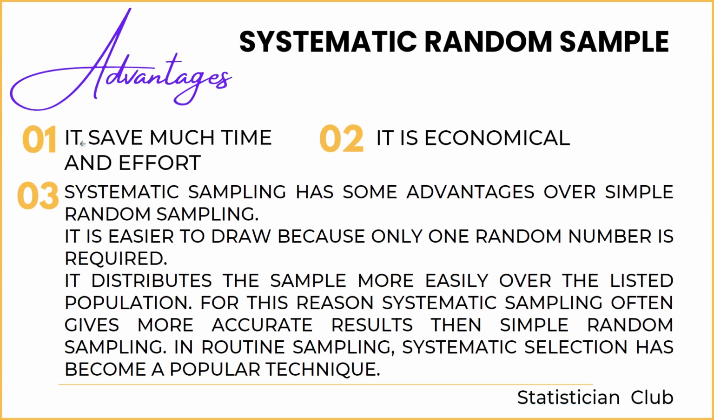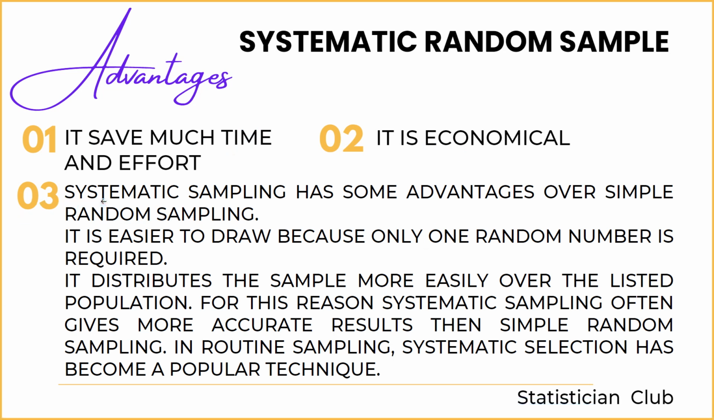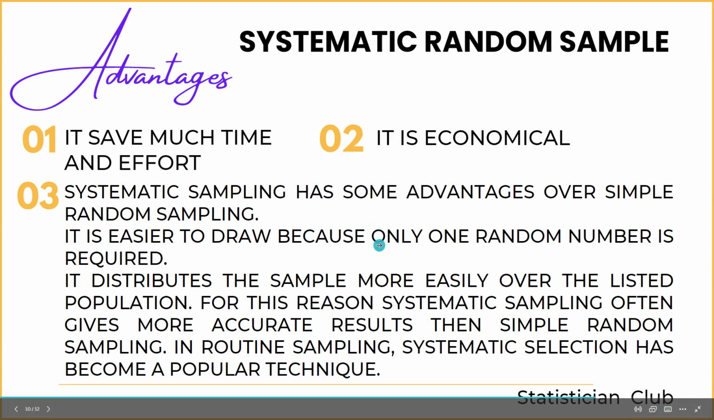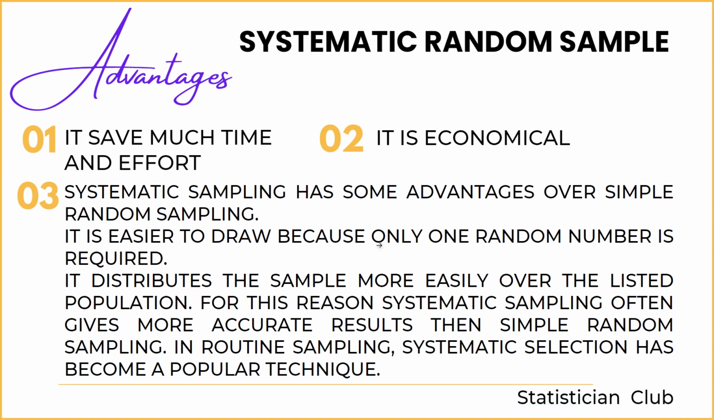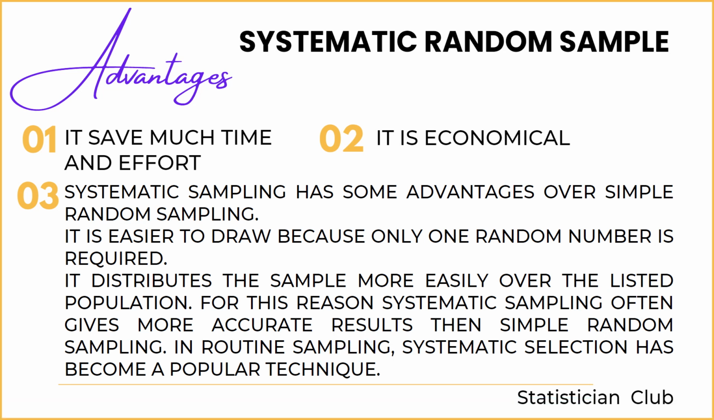Advantages of systematic random sampling: it saves much time and effort, and it is economical. Systematic sampling has some advantages over simple random sampling. It is easier to draw because only one random number is required and then the whole procedure continues. It distributes the sample more evenly over the listed population. For this reason, systematic sampling often gives more accurate results than simple random sampling. And in routine sampling, systematic sampling has become a popular technique.